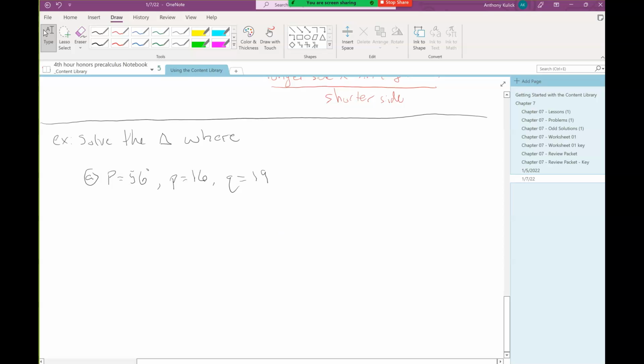So let's say we want to solve the triangle where angle P is 56 degrees, side P is 16 units, and side Q is 19 units. So we should start by drawing a picture. Definitely one of the angles needs to be named P because we have an angle P, and another angle needs to be named Q because I have a side Q.